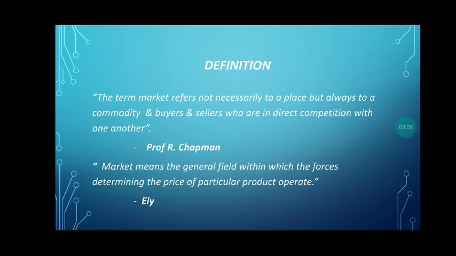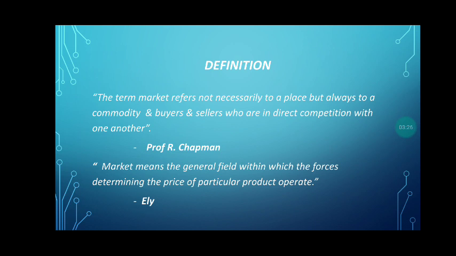The first definition we will see is of Professor R. Chapman. What does he say about the market? He said the term market refers not necessarily to a place but always to a commodity and buyers and sellers who are in direct competition with one another.